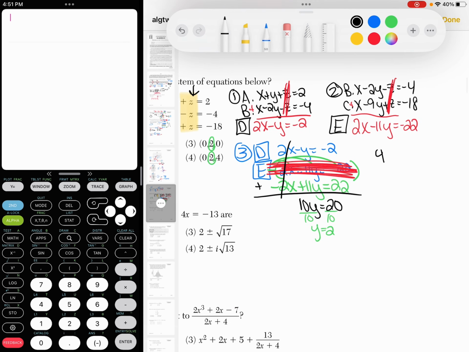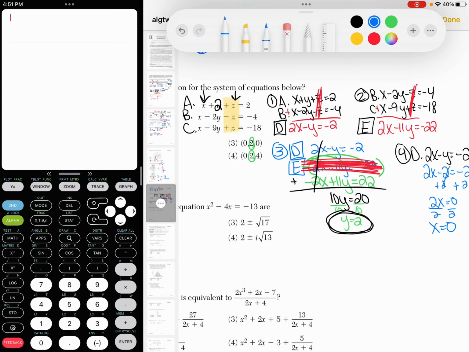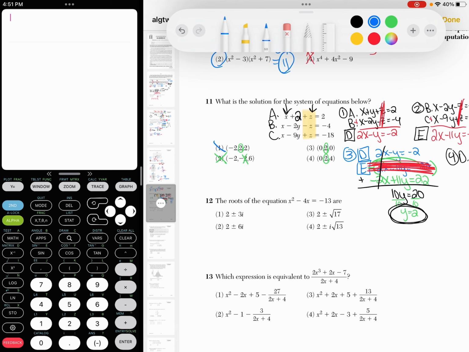So for step 4, you are going to plug the answer that you got in step 3 into either equations D or E, whichever one you think looks easier. You'll get the same answer either way. You can even plug it into both to make sure you get the same answer, to my overachievers. And then you just solve this equation. So I get 2x equals 0, divide by 2, and I get x equals 0. So when I look, that only eliminates choice 1 because both of these have an x of 0.